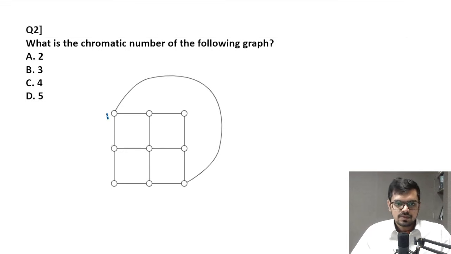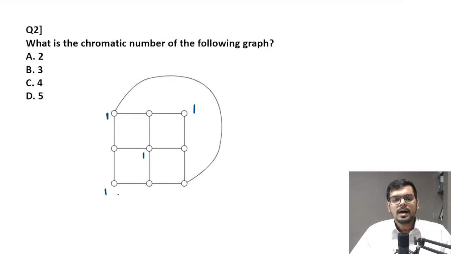If I color this vertex as 1, then this is the adjacent, cannot be 1. This is the adjacent, this is the adjacent, they cannot be 1, but then other vertices can be 1. If this is 1, then adjacents cannot be 1, but this can be 1. Then adjacents cannot be 1. Okay, but then this can be 1, right? So 1 can be filled in these 4.